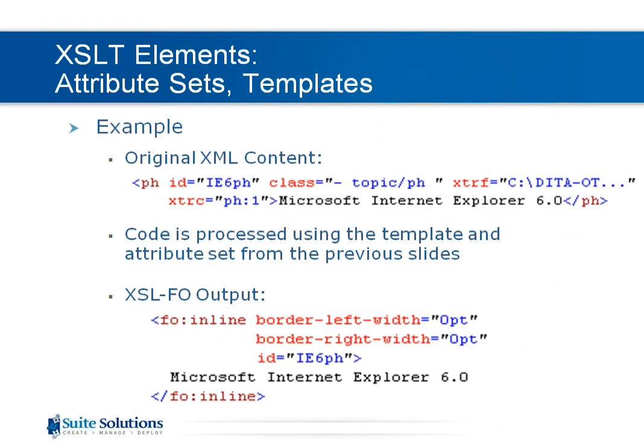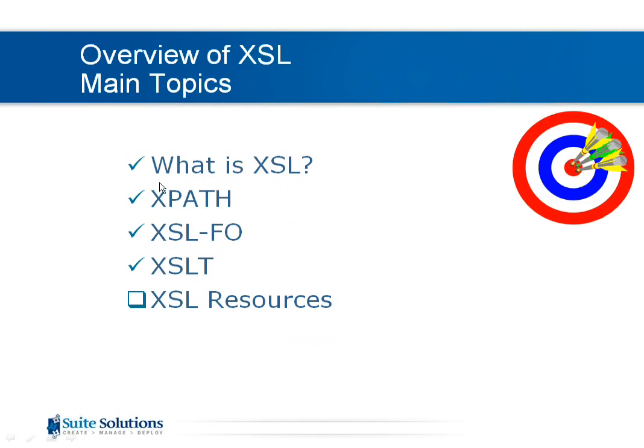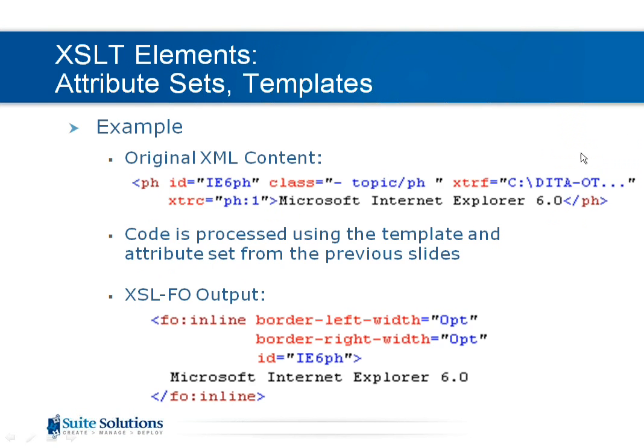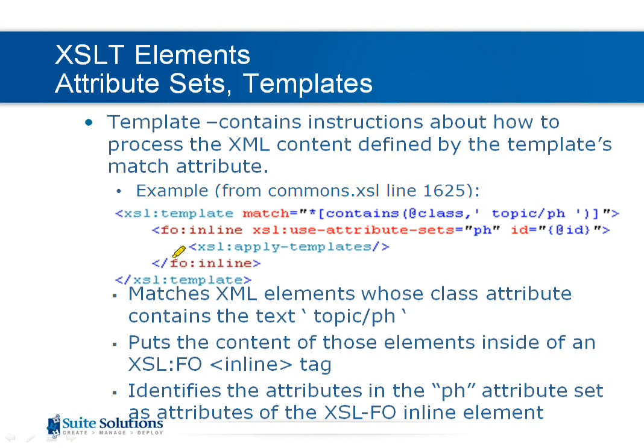Okay, so to pull this together, this is again a real life example, which is why it's so boring, sorry. Let's say we have a DITA file where the original XML content has a phrase in it, and the content of the phrase is this data, Microsoft Internet Explorer 6. You can see here that the class, again, is topic PH because it's a phrase. So when it's processed using the template and the attribute set from the previous slides, this is what happens. We get an FO inline element, as we saw here. Remember in that template it was saying give me an FO inline.